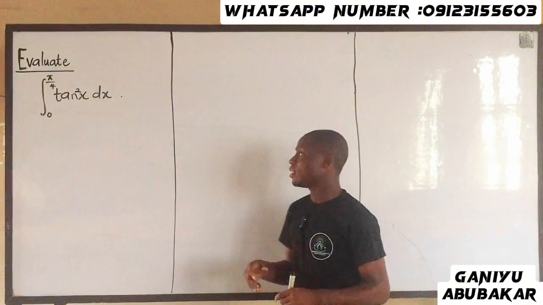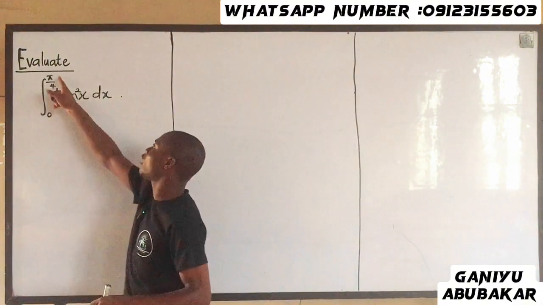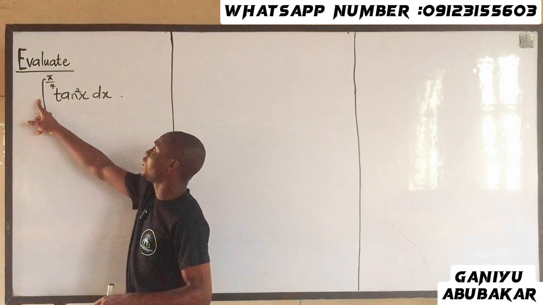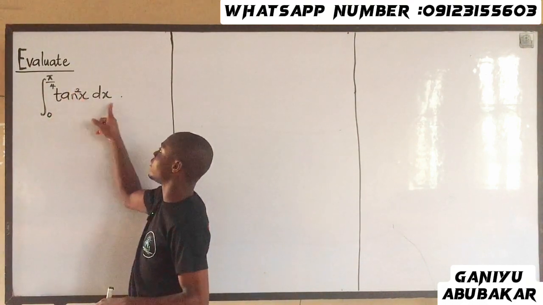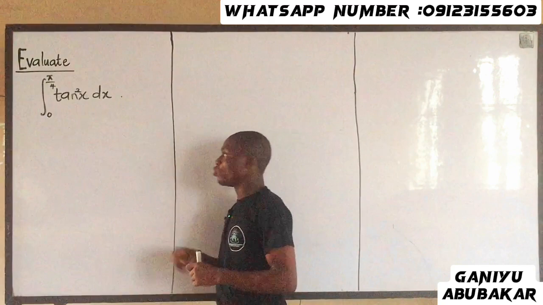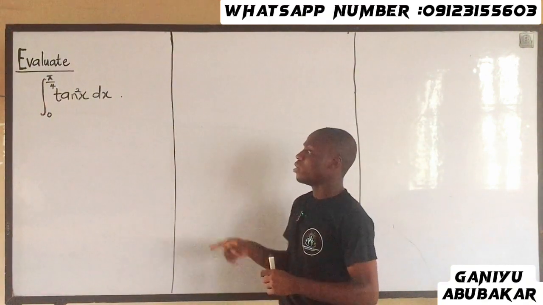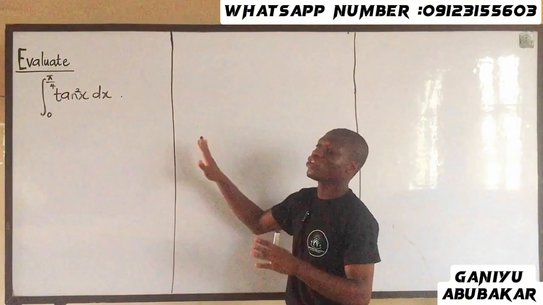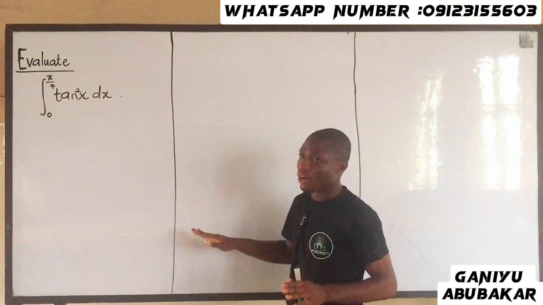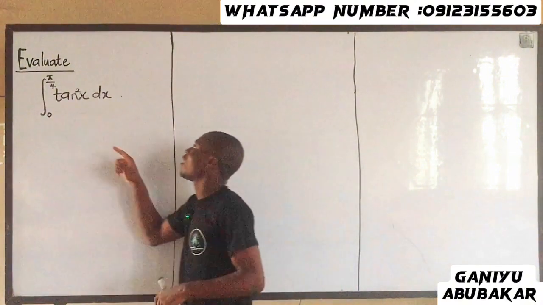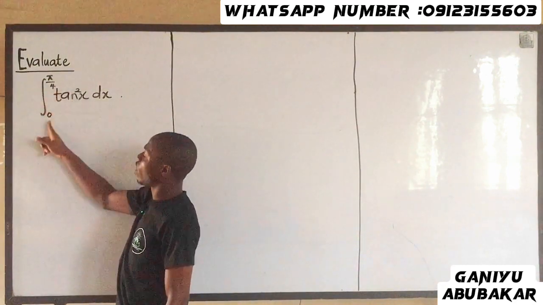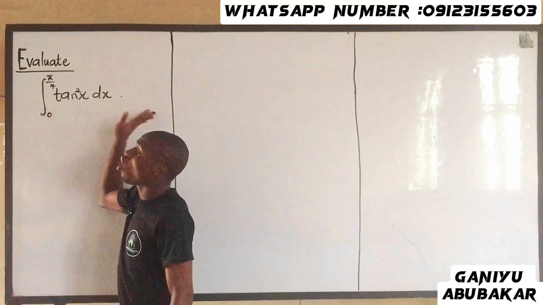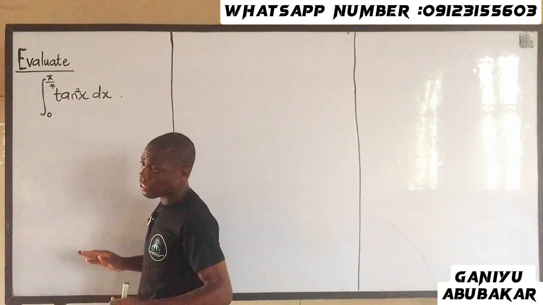The example says, given upper limit of pi over 4 and lower limit of 0, of the integral of tan squared x dx. If I'm told to integrate this, what do you do there? First things first, this is a question on what? Definite integral. Why? Because I have my upper limit and lower limit. So that's why I know that this question here is a question under definite integral.